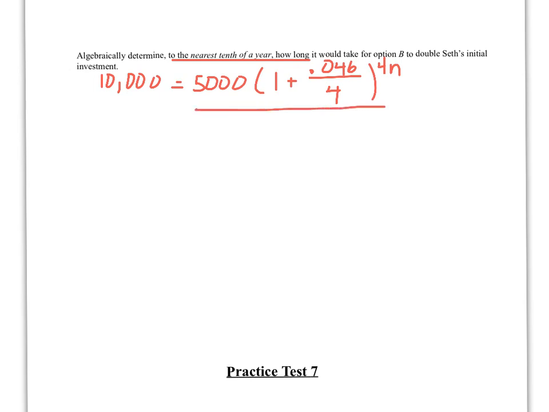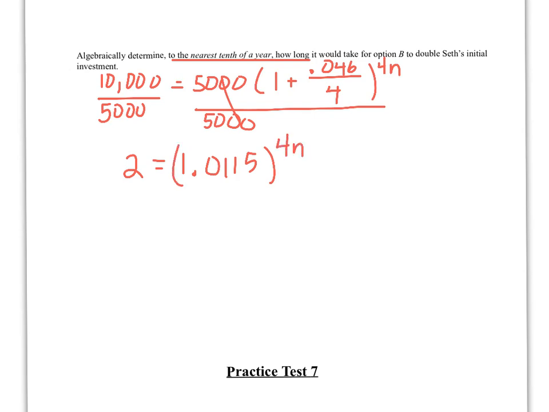So I'm going to do a couple of things here. The first thing I'm going to do is divide by 5,000. So that will give me 2 on the left. And then I'm also going to simplify what's in that parentheses there. That gives me 1.0115, and that's to the 4n power. Okay, so hopefully you realize at this stage of the game that I have an exponent that I need to bring down in front. So that's going to require me to log both of these bases. And then my exponent is going to drop down in front of that.